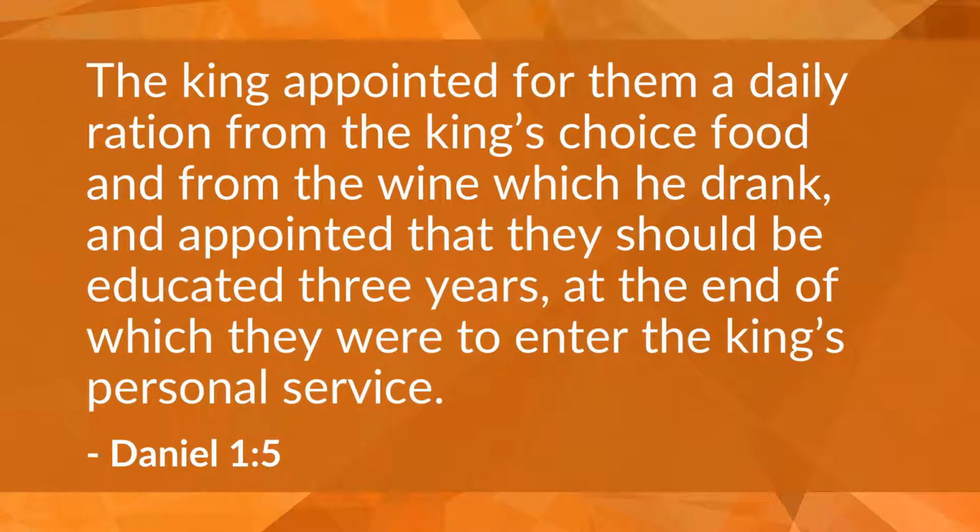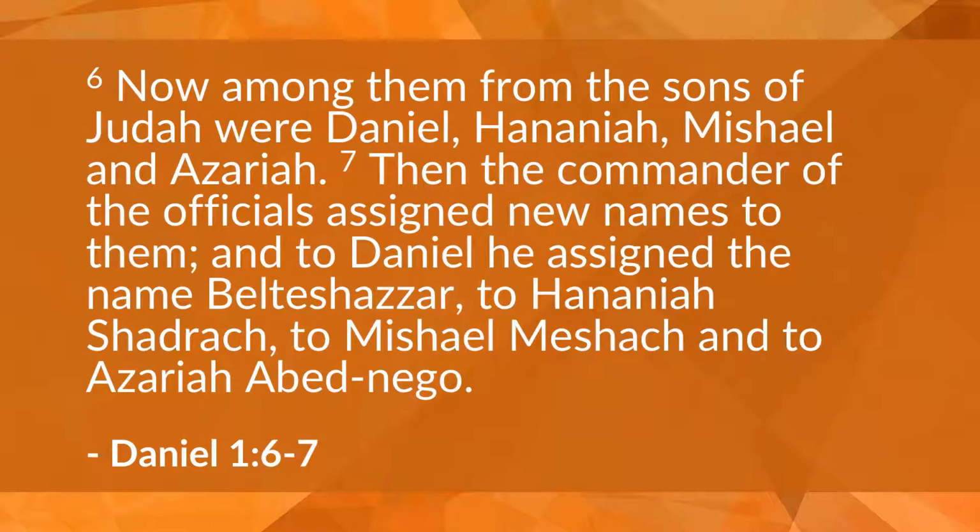The king appointed for them a daily ration from the king's choice food, and from the wine which he drank, and appointed that they should be educated 3 years, at the end of which they were to enter the king's personal service. Now among them from the sons of Judah were Daniel, Hananiah, Mishael, and Azariah. Then the commander of the officials assigned new names to them, and to Daniel he assigned the name Belteshazzar, to Hananiah Shadrach, and to Mishael Meshach, and to Azariah Abednego.